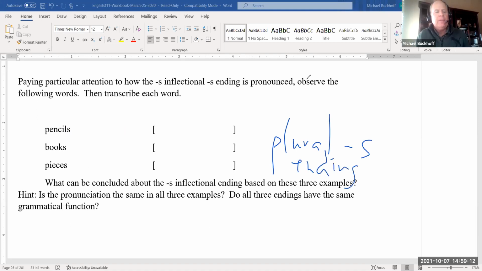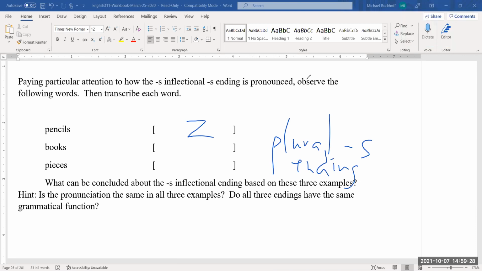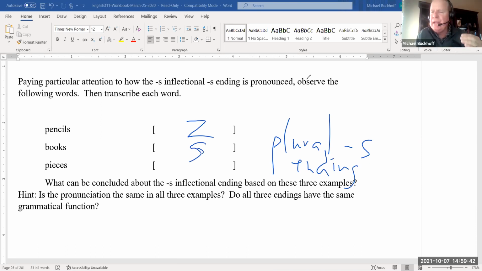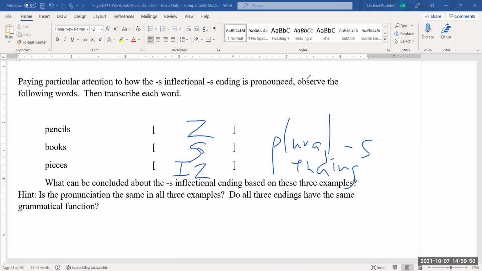That's what this is. Now, in pencils, how is the S pronounced? As a Z. Books, books, how is the S pronounced? A KS. Books. You said KS, right? Yes. Okay, good. So it's pronounced as an S. And then how about pieces? Is pieces. Yes. And we have that right there, right?